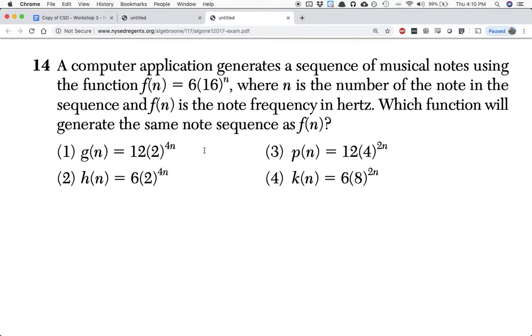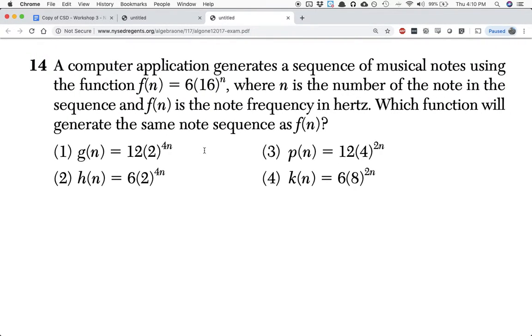Question number 14. A computer application generates a sequence of musical notes using this function, f of n equals 6 times 16 to the power of n, where n is the number of notes in the sequence and f of n is the frequency of the note in hertz. Which function will generate the same frequency note as f of n?